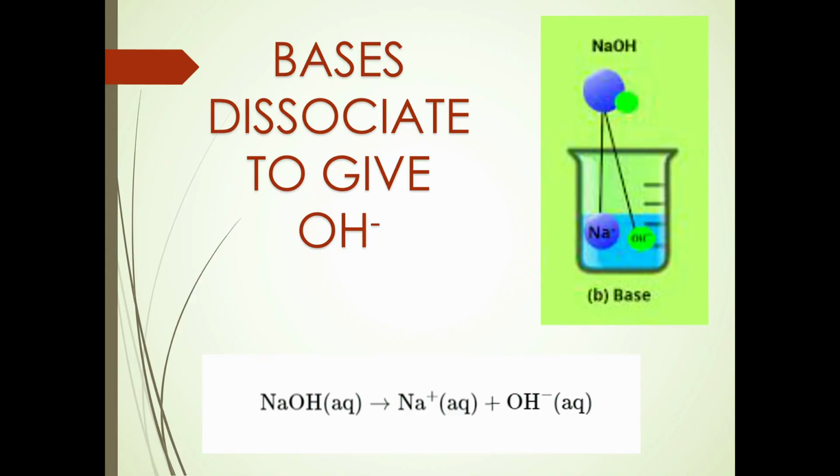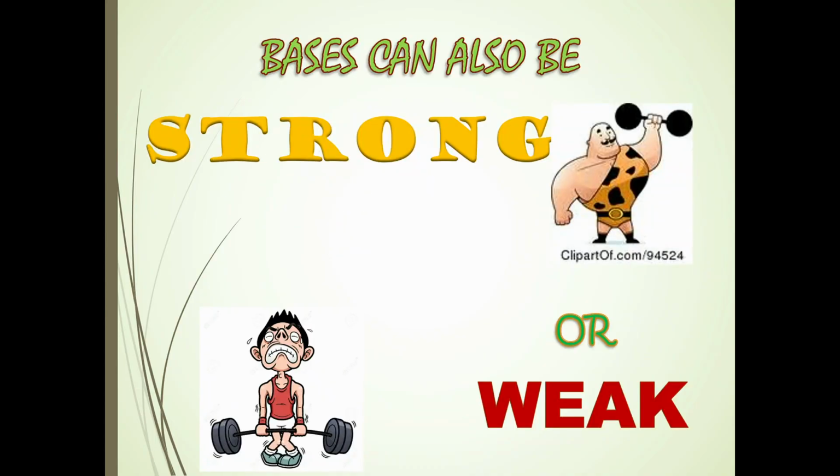Now, bases dissociate to give OH minus. Even though our definition of a base is now expanded to things with lone pairs or other anions that can pick up an H+, our definition of a base is still going to be that it dissociates in water to give an OH-. Even if it doesn't have an OH- there, it's going to make an OH-. We'll see that in a minute. Bases can also be strong or weak.